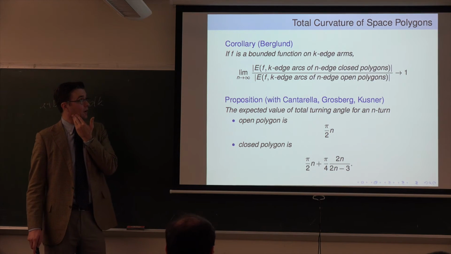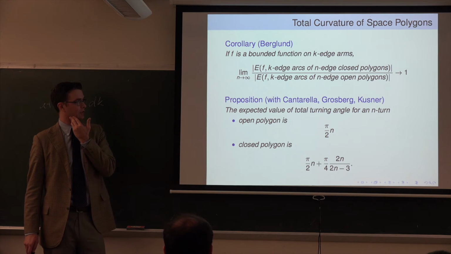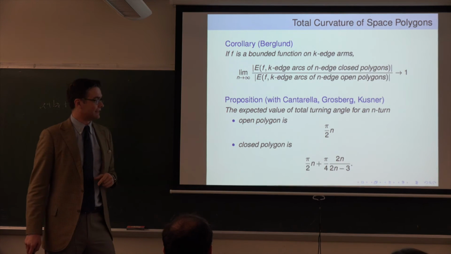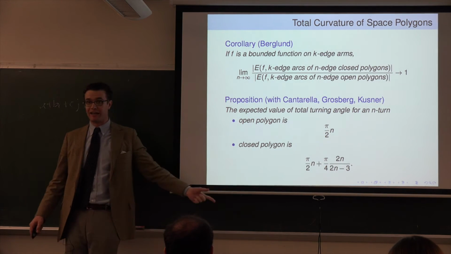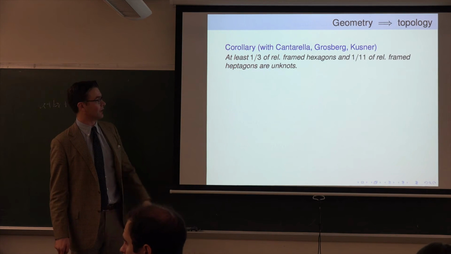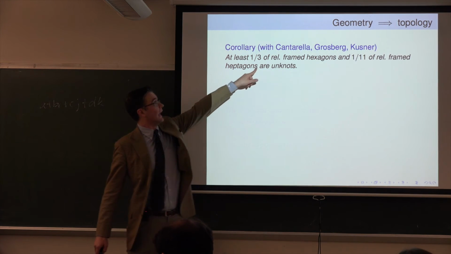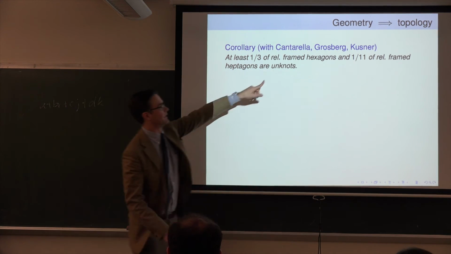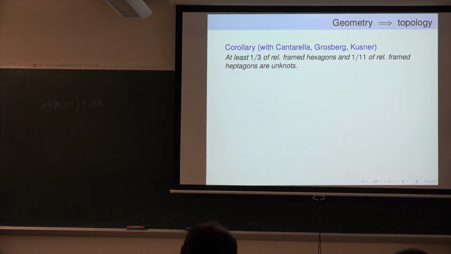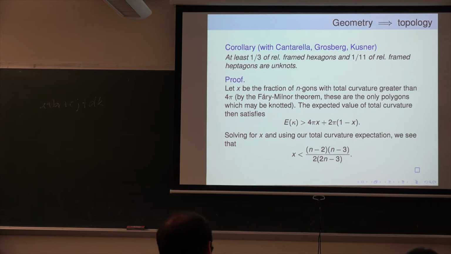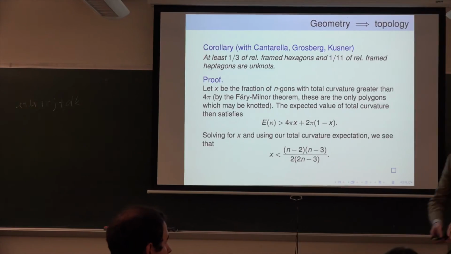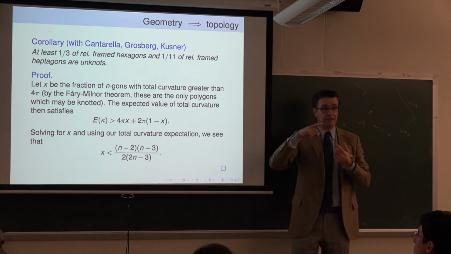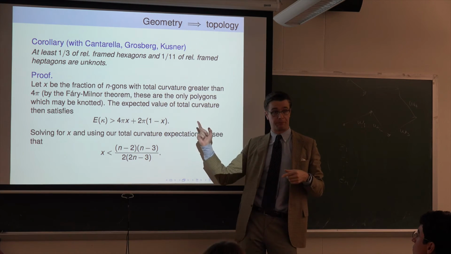Okay, so if you're a student of Hermann Gluck's, you take this theorem and you say, this should tell me something about whether I'm allowed to be knotted if n is small enough. And in fact, this theorem tells you that no more than 2/3 of hexagons are allowed to be knotted, and no more than 10/11ths of heptagons are allowed to be knotted. And the proof is basically the Fary-Milnor theorem. By Fenchel's theorem, you know that the total turning angle has to be at least 2 pi. The Fary-Milnor theorem says if you're knotted, it has to be at least 4 pi.